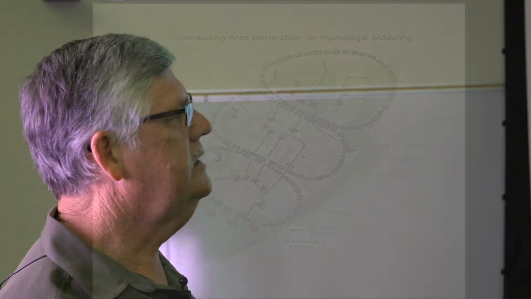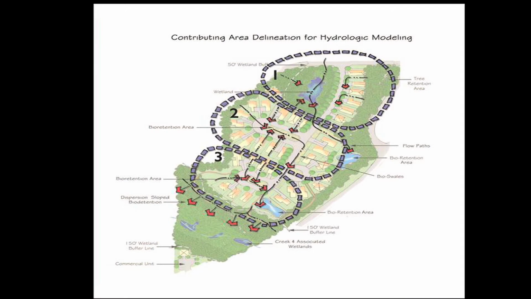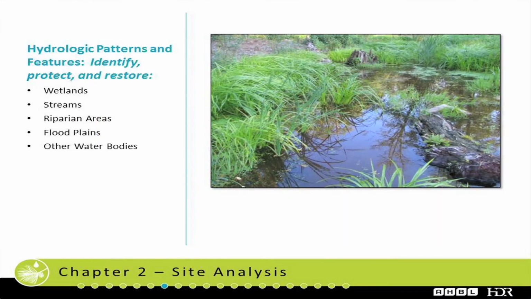So the slide on the right characterizes several things: a distribution of LID BMPs, and then this concept of breaking that small site into subbasins, where each one of those subbasins is considered sort of separately in terms of how storm drainage is managed. Hydrologic patterns and features: identify, protect, and restore.